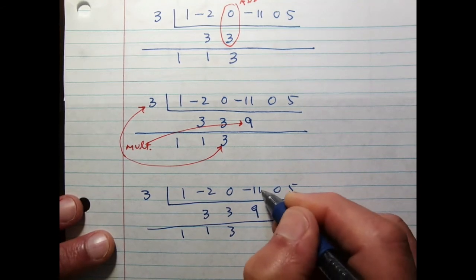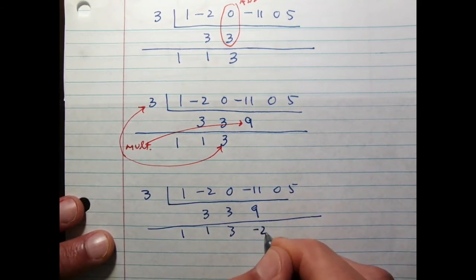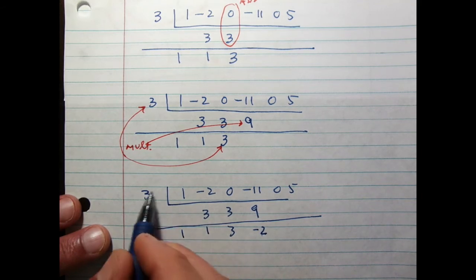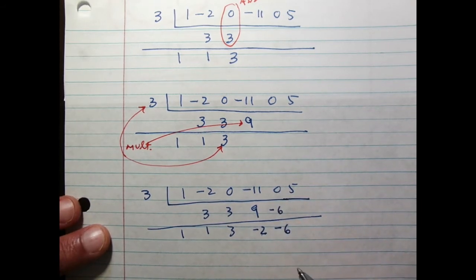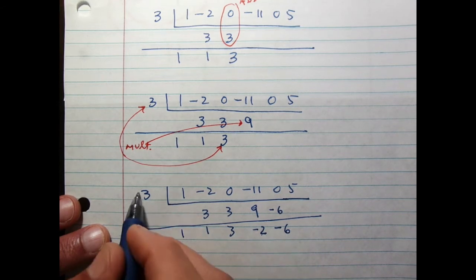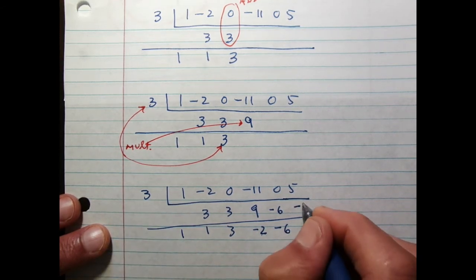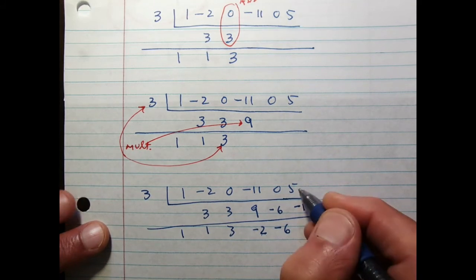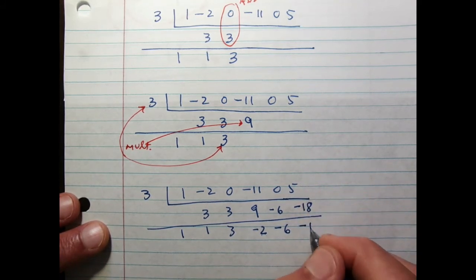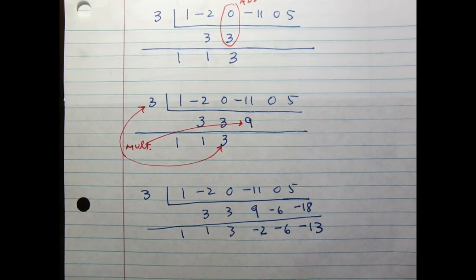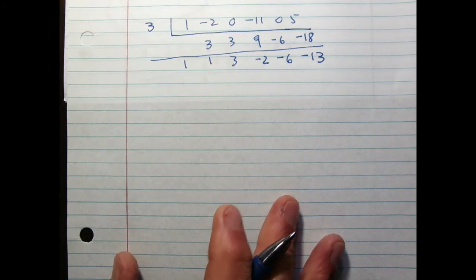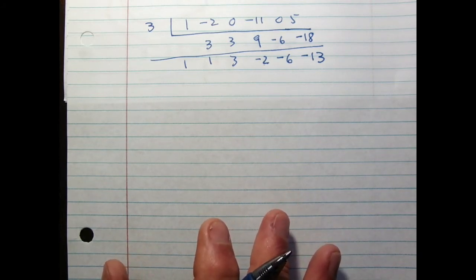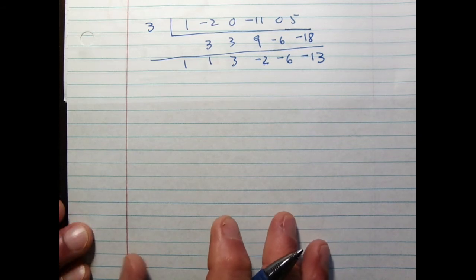So now I'm going to add negative 11 and 9, which is negative 2. I multiply negative 2 times 3, which is negative 6. I add 0 and negative 6, which is negative 6. I multiply negative 6 times 3, which is negative 18. I add 5 and negative 18, and I get negative 13. So again, normally, this is all you write down for the whole process. I tried to break down those first few steps so you'd have something to review.